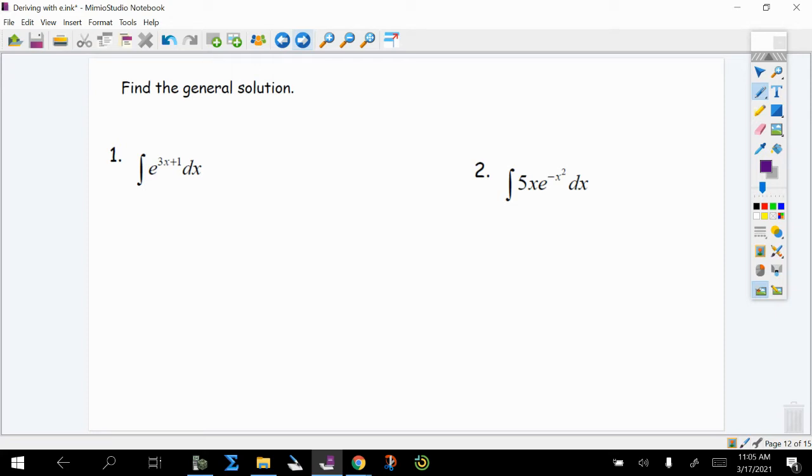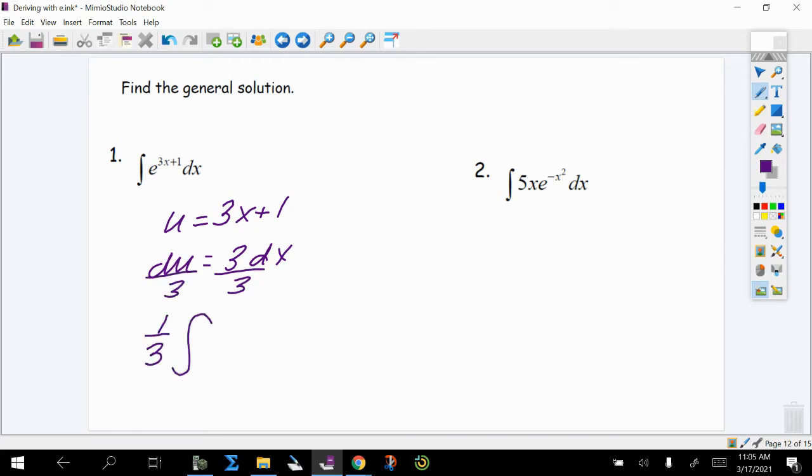I'm starting off with some pretty basic ones. When you have just e to a power, that's the only thing in our integral, your u is going to have to be your power. So in this case, your u is 3x plus 1. It's your exponent. The derivative is 3, which we don't have in addition to the e. We don't have that 3, so we're going to divide both sides by it to get a 1/3 adjustment.